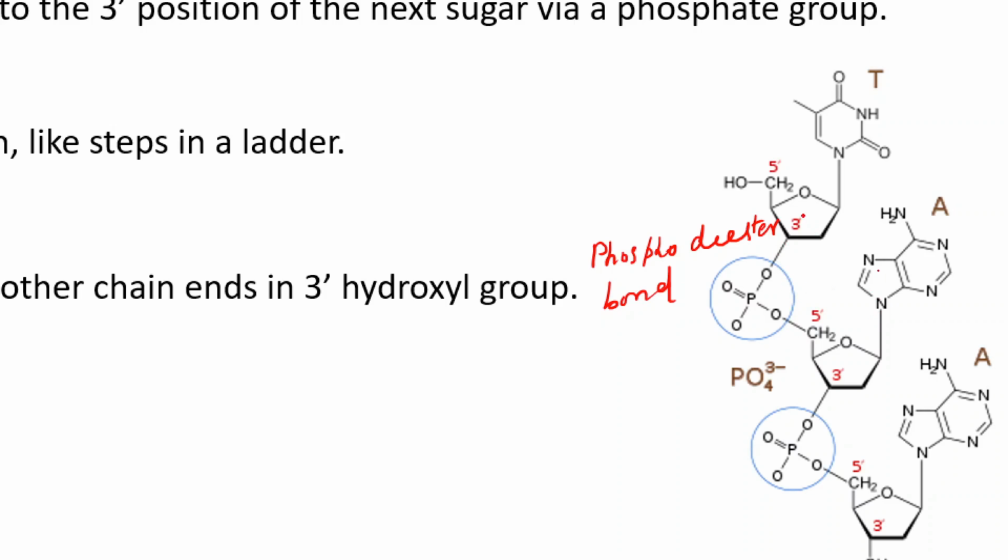By that way, it links two sugars together. 5 dash group of one sugar is linked with the 3 dash group using a phosphoric acid. Ester bond, ester we know it forms between alcohol and acid. That OH group, alcohol group is provided by this sugar, and acid group is provided by this phosphoric acid. So through that way, ester bond is formed here. Two ester bond that connects two sugars of the polynucleotide chain. So that is phosphodiester bond.